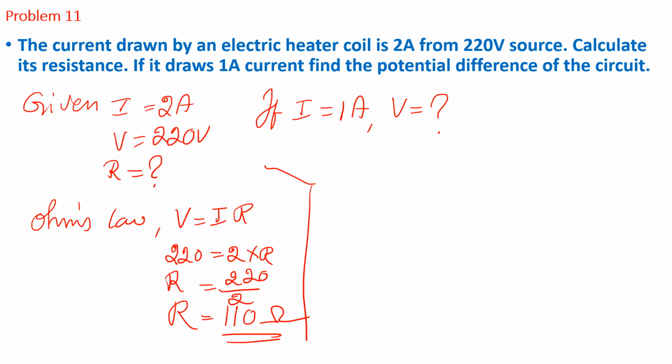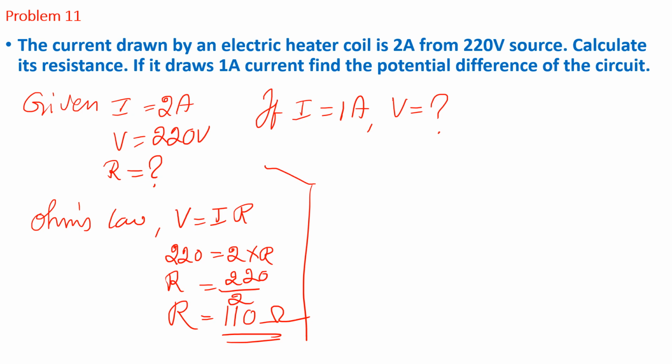Remember, it is an electric heater. The heater has not changed, only the current drawn by it has changed. If it draws 1 ampere of current, find the potential difference. They have given that it draws 1 ampere, which means the resistance is not changing. Only the current drawn by that particular heating coil is changing. So R is given, that is 110 ohms only, and I is equal to 1 amp only. So what is the potential difference? That we need to calculate.